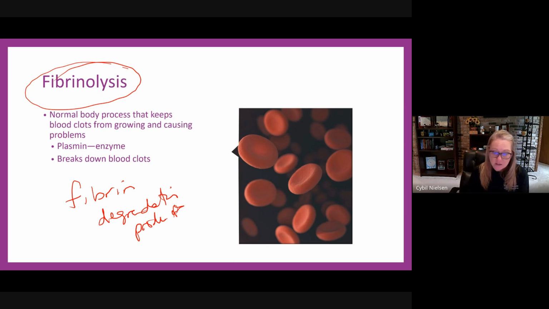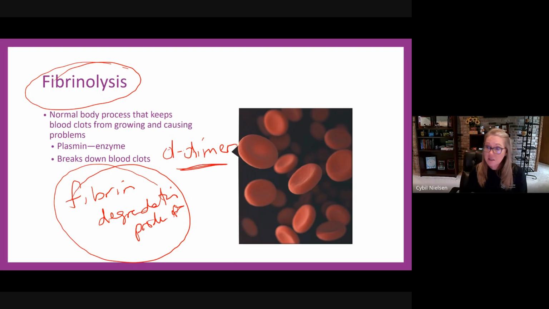And there's a test for fibrin degradation products. Do you know what that test is called? That's the D-dimer test, the D-dimer. So a D-dimer test is very sensitive for finding these fibrin degradation products. But the thing is our bodies are normally doing this all the time. So if you have a positive D-dimer, you might have a blood clot, but you might not. If you have a negative D-dimer, you do not have a blood clot. So we do a D-dimer test before we do a PE scan or a VQ scan to rule out those who do not have it.